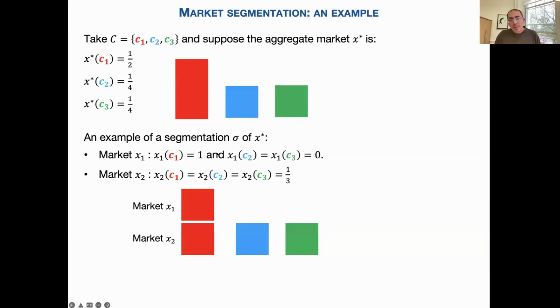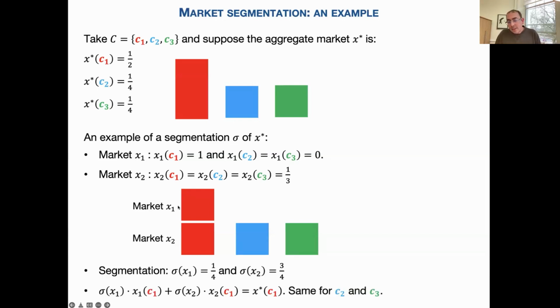A possible market segmentation is one where we create two markets, market X1 and market X2. In market X1, we only have red consumers. In market X2, we have red consumers, blue consumers, and green consumers in equal proportion. Of course, when we construct this market, we need to be sure that when we aggregate, we get back to the original market. Okay? And this is done by taking this market with probability a quarter.